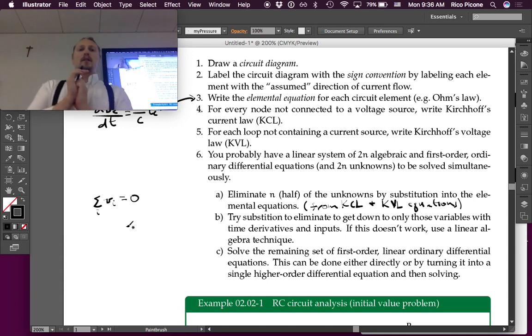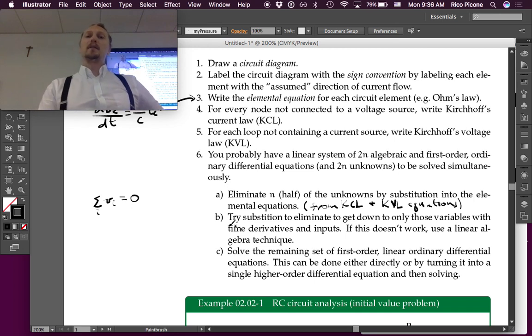So then part B, try substitution to get down to only those variables with time derivatives and inputs, okay? So that would be ideal. That's where you want to be.